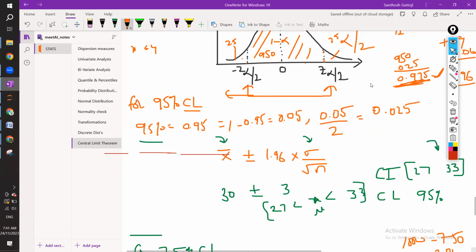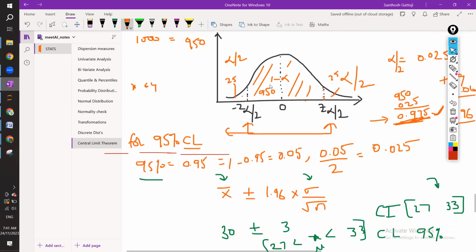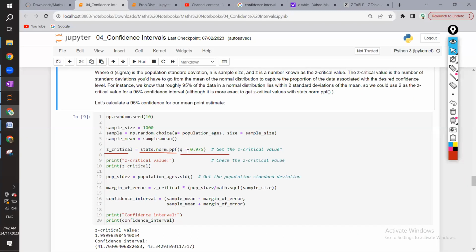Can you see here? Because this will be 0.95, and the remaining part will be 0.05 by 2, 0.025. So this point is capturing how much area? 0.95 plus 0.025, total 0.975 area it is capturing. Is that clear? Okay, so that's why I'm giving 0.975 as the quantile, and that will be the critical value.